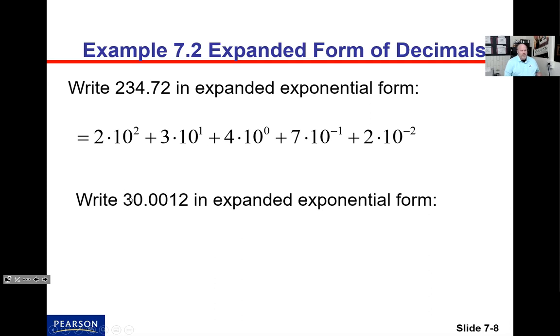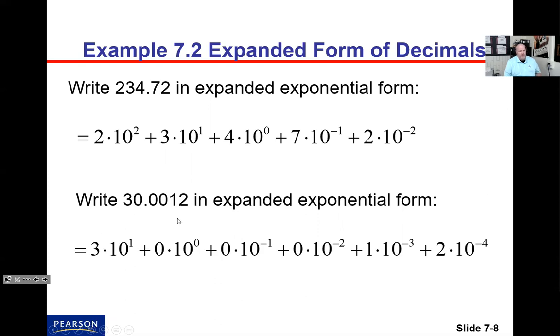So the 3 at the beginning is going to be 3 times 10 to the 1, because that's our 30. Then 0 times 10 to the 0, because 10 to the 0 is 1, but 0 times 1 is still 0. That's the 0 right in front of the decimal on the left-hand side. 0 times 10 to the negative 1, that's the tenths spot. 0 times 10 to the negative 2, that's the hundredths spot. 1 times 10 to the negative 3, that's the thousandths. And then the 2 at the end, 2 times 10 to the negative 4, is the ten-thousandths spot.